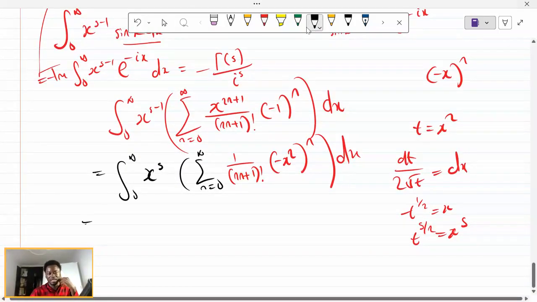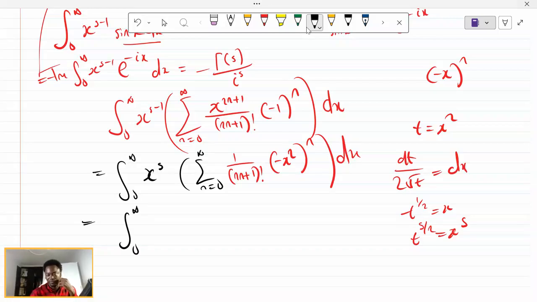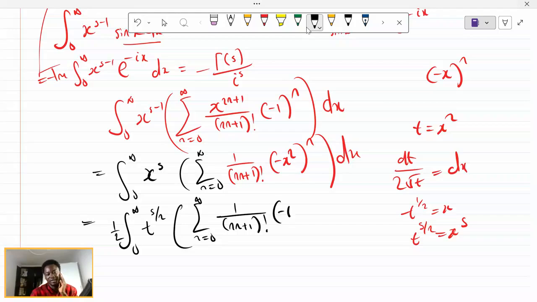So this will be the integral from 0 to infinity of, okay, there's a half, we need to factor out a half here. Then you have t to the s over 2, and then you have the sum as n runs from 0 to infinity. The substitution does not affect the sum. The sum is in terms of n, not s, not t, not x. So this is 1 over 2n plus 1 factorial, then you have a negative t to the n. See how sneaky we can be.